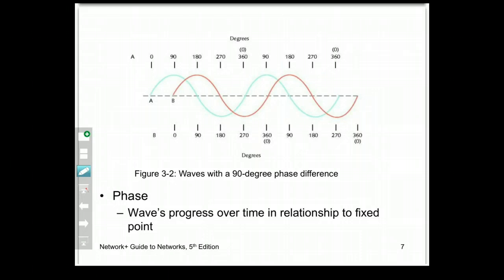The phase is basically the wave's process or progress over time in relation to a fixed point. That fixed point is whatever rules are set up when that analog signal is designed. Okay, that fixed point. So it varies depending on who sets up that network.